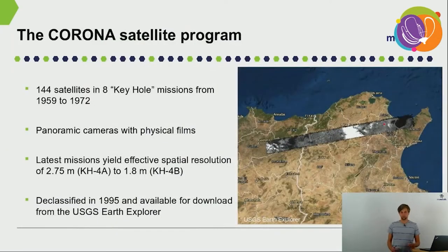So luckily, all this data was declassified in 1995 and is now available to download from the USGS Earth Explorer. One scene costs $30, but scenes that have been ordered previously are usually available for free, simply because the only cost is associated with scanning the physical film. So any data that has been processed before can be downloaded for free.